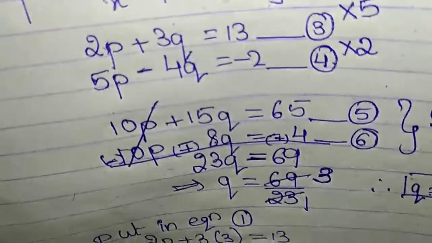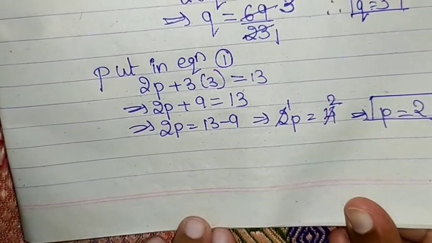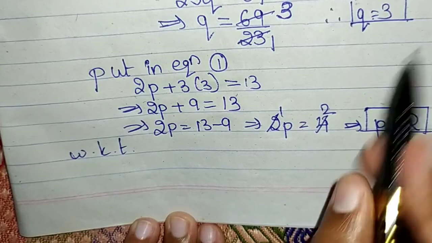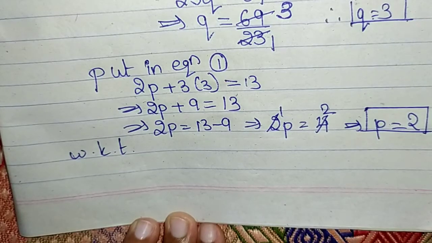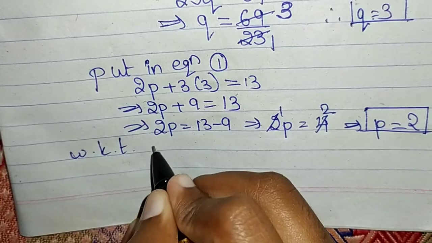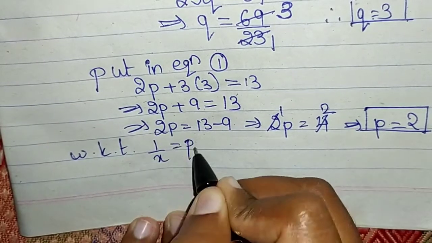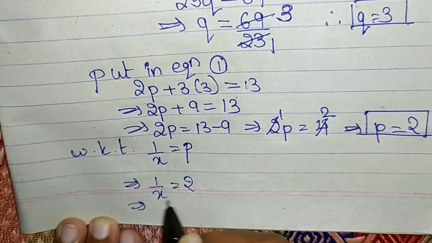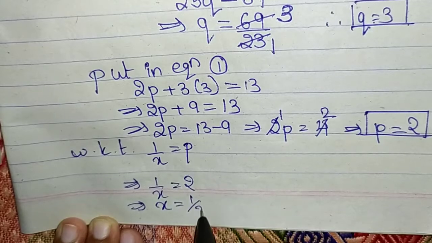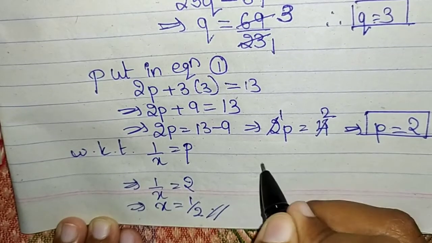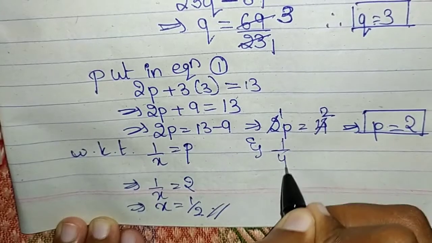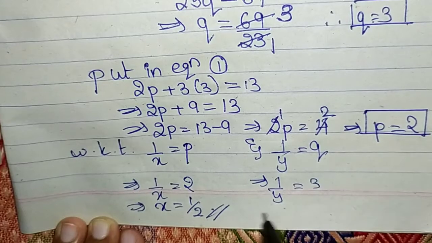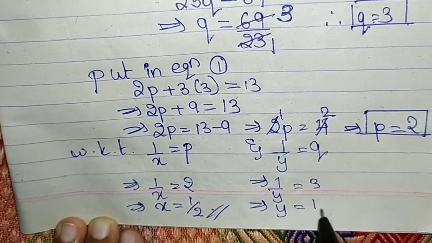Now we know that finding p and q doesn't solve our equations. We have to find the values of x and y. We know that 1/x = p. This implies 1/x = 2. This implies on transposing x = 1/2. This is our first solution. And 1/y = q. This implies 1/y = 3. So this implies y = 1/3.